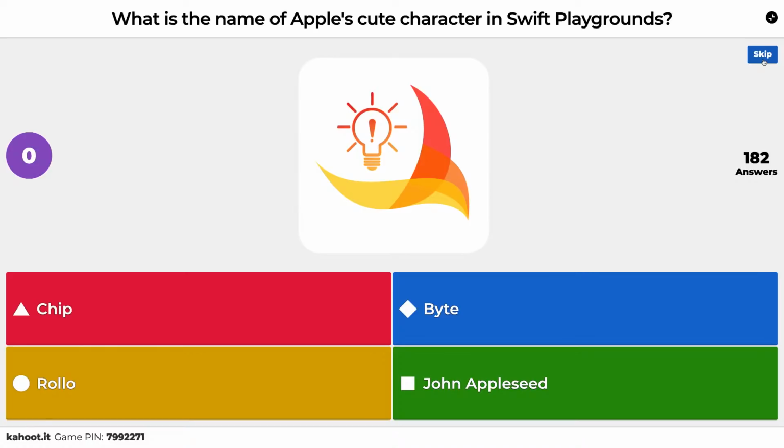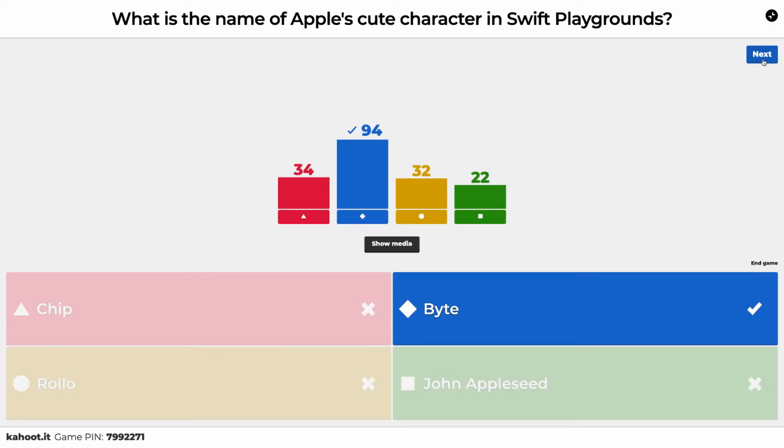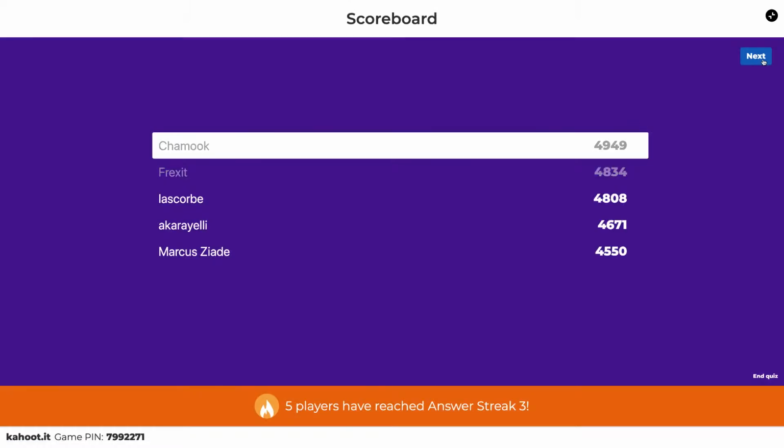And, yep, well done. The majority chose Byte, which is correct. And at the top, Lewis, well done, taking the top spot with 6,000 points. And 5 players have an answer streak of 3 now. Very, very good.